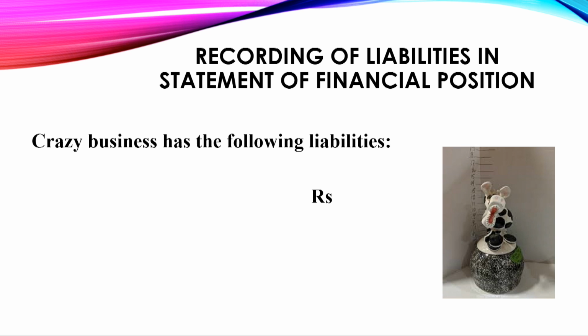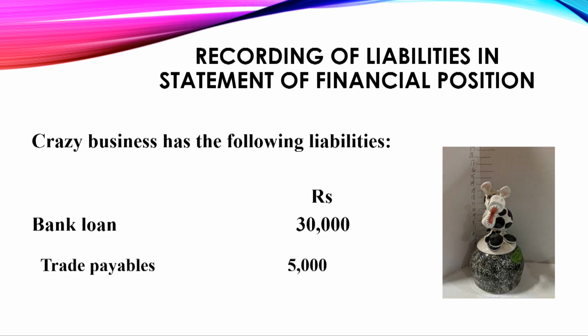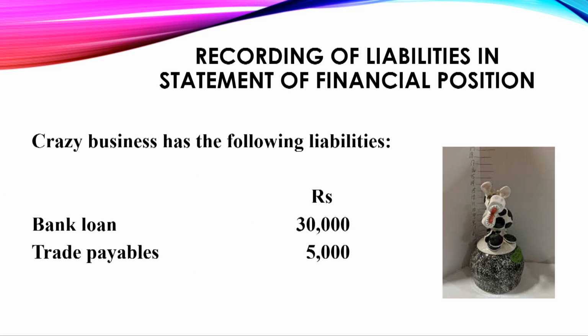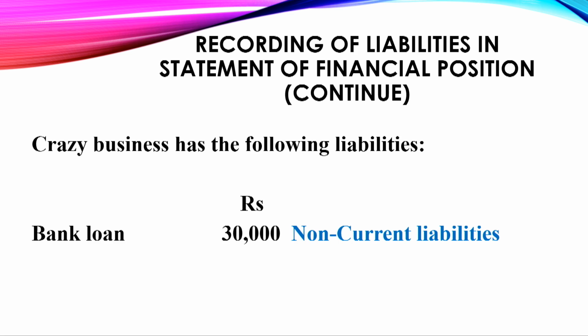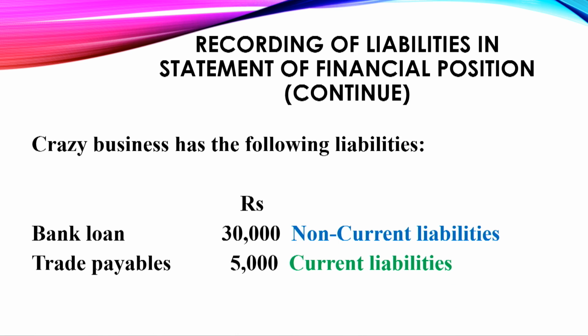Moving on, let's look at an example of how to record liabilities in Statement of Financial Position. As you can see on the screen, Crazy Business has a bank loan of 30,000 rupees and trade payables of 5,000 rupees as liabilities. First, we need to identify the type of liabilities they represent. So, bank loan 30,000 rupees is a non-current liability. Trade payables is a current liability.